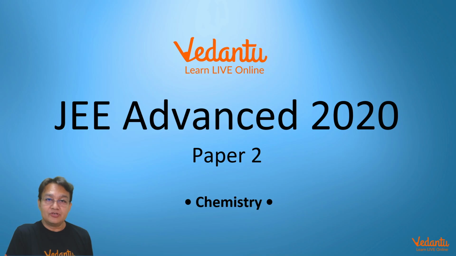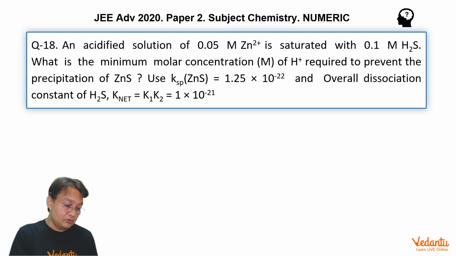I'm discussing the JEE Advanced 2020 Chemistry paper. Let's solve a problem from paper 2, question number 18. The problem is numeric and belongs to the chapter Ionic Equilibrium.